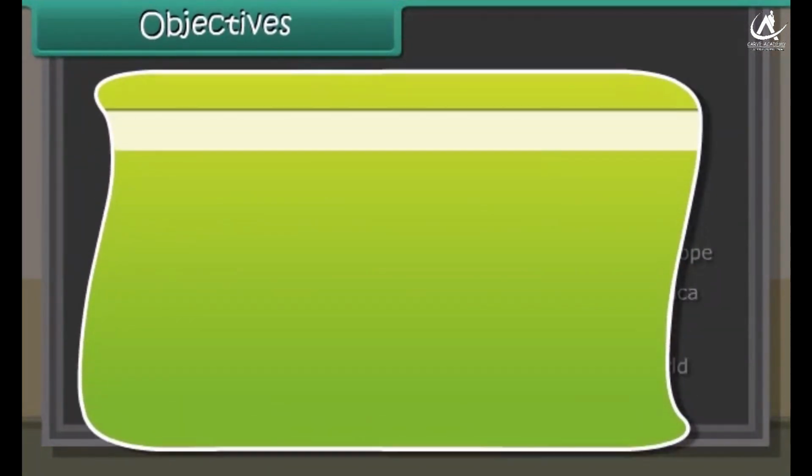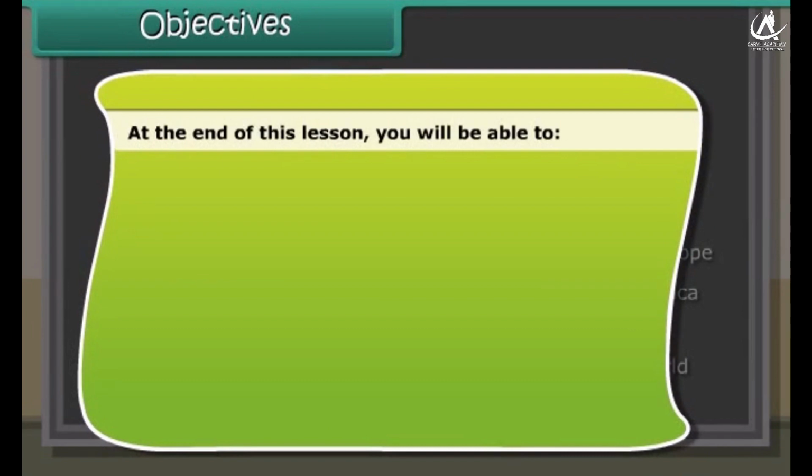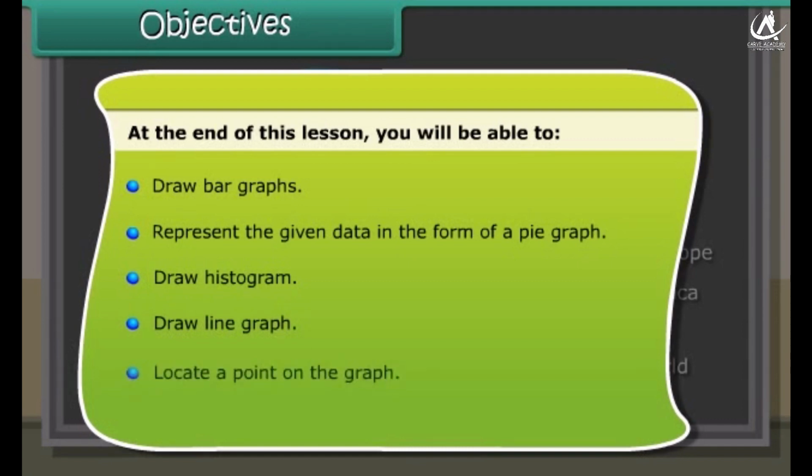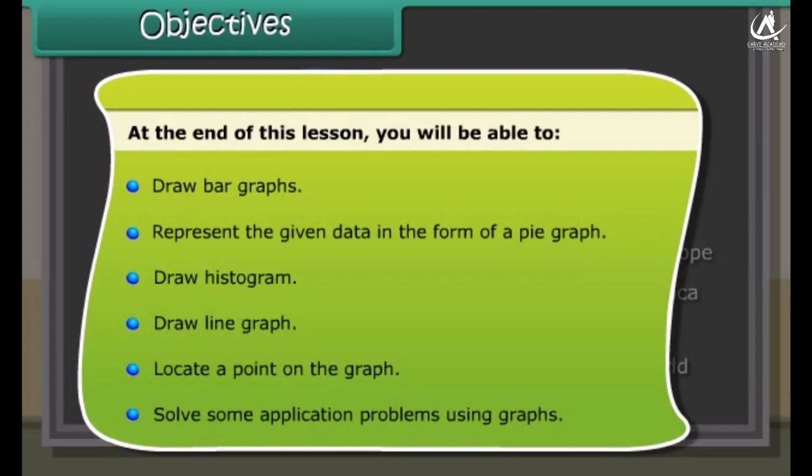Objectives. At the end of this lesson, you'll be able to draw bar graphs, represent the given data in the form of a pie graph, draw a histogram, draw a line graph, locate a point on the graph, and solve some application problems using graphs.